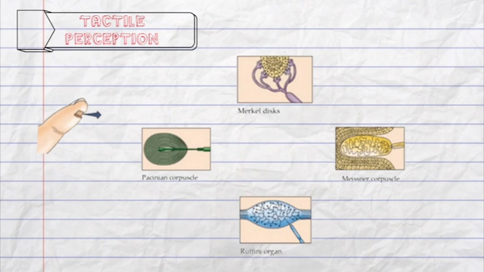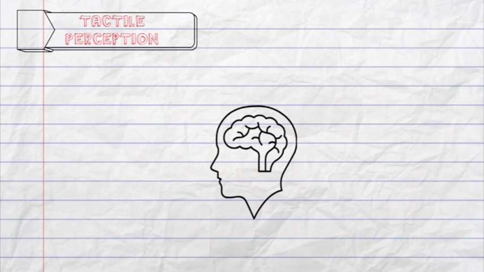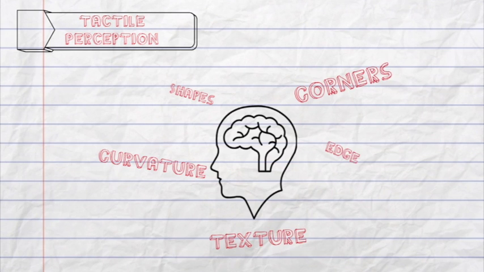Tactile information is received from mechanoreceptors in our skin, like the ones you see here. And these receptors give information related to shapes, edges, corners, curvature, textures, and other surface features.